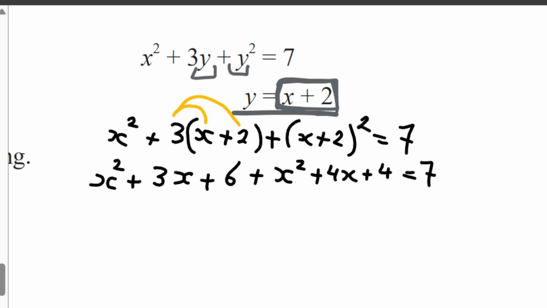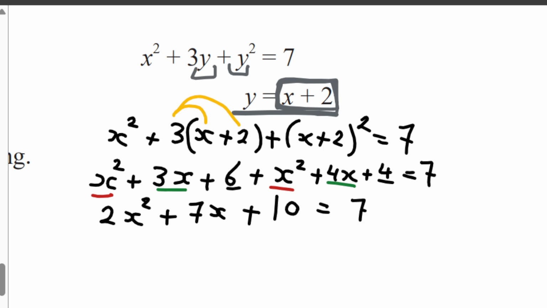Now let's combine like terms. x squared looks like x squared, so it's 2x squared. 3x looks like 4x, so it's 7x. Plus 6 and 4 is 10, equals 7, right? Then I'll make it equal 0 because I want to solve a quadratic equation. So I'll do minus 7 on both sides. This 7 cancels, so there is nothing left on the right side. It's just 0. And 10 minus 7 is 3. So this is just plus 3.